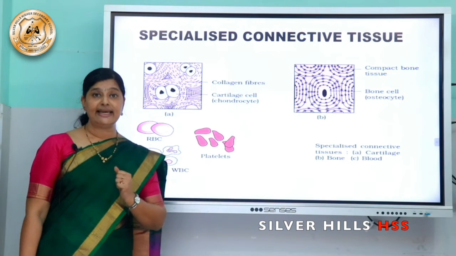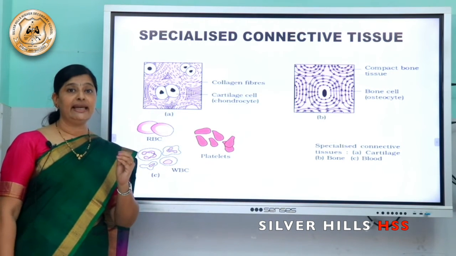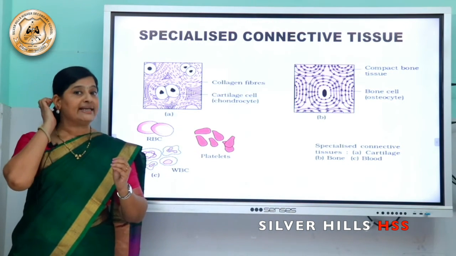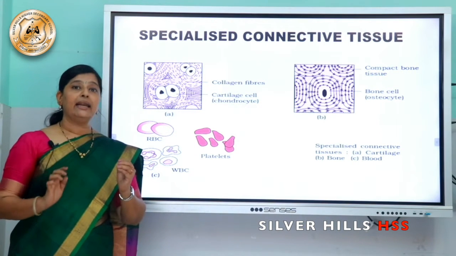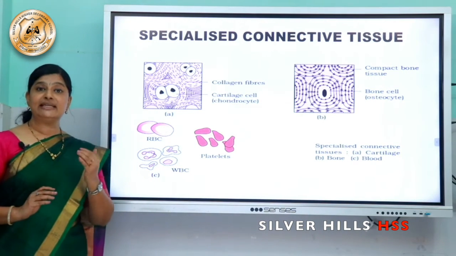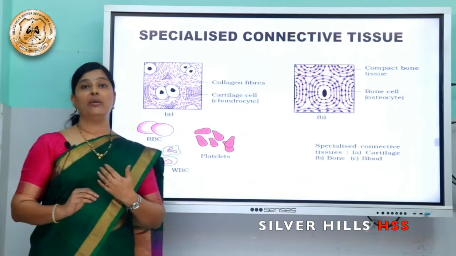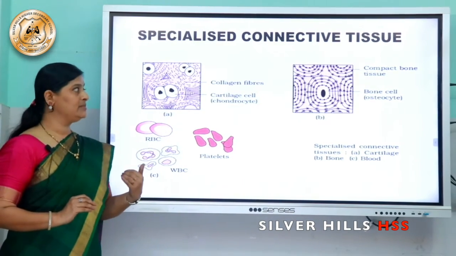And where are cartilages seen? They are seen at the tip of our nose, on the external ear and the joints between the adjacent vertebrae of the vertebral column and limbs and hands.